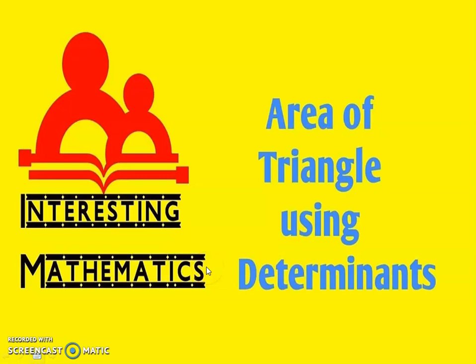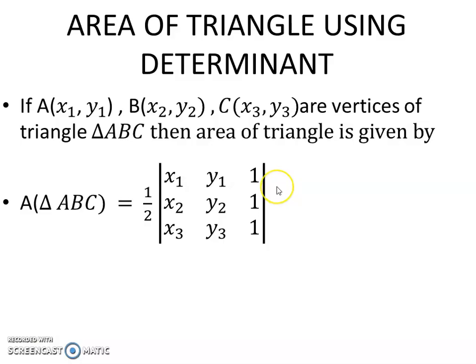Hello students, once again we start our lecture with a new topic from the chapter Determinants, that is, area of triangle using determinants. The interesting part is that up to 10th standard you studied the area of a triangle as 1/2 into height into base, that is for a right angle triangle. So now we should find the area of any type of triangle using determinants. That is the interesting topic we are starting in today's lecture.